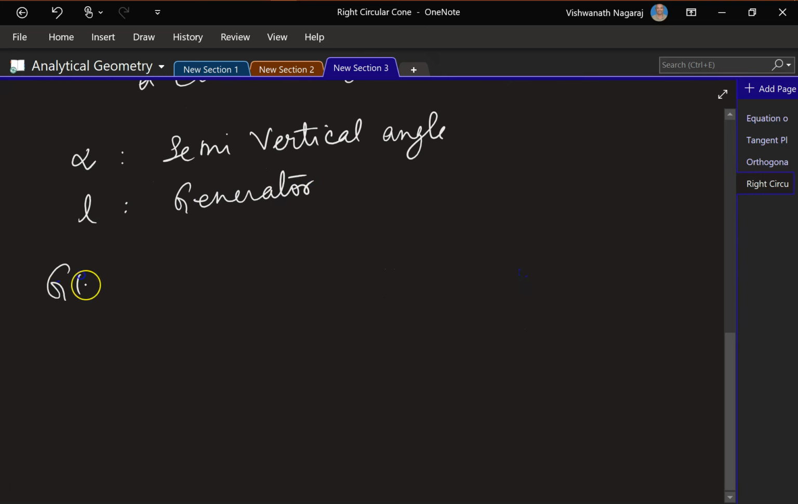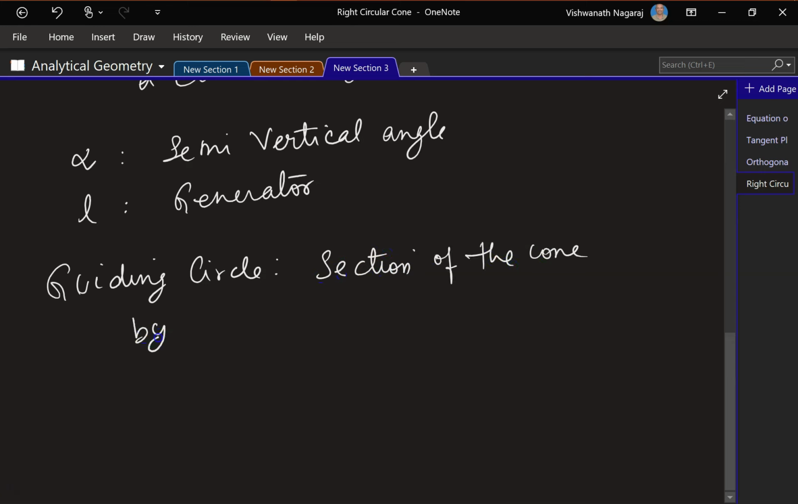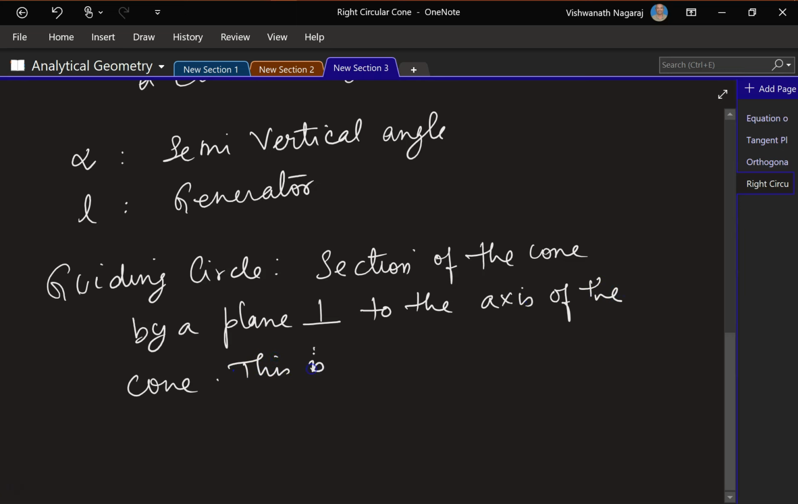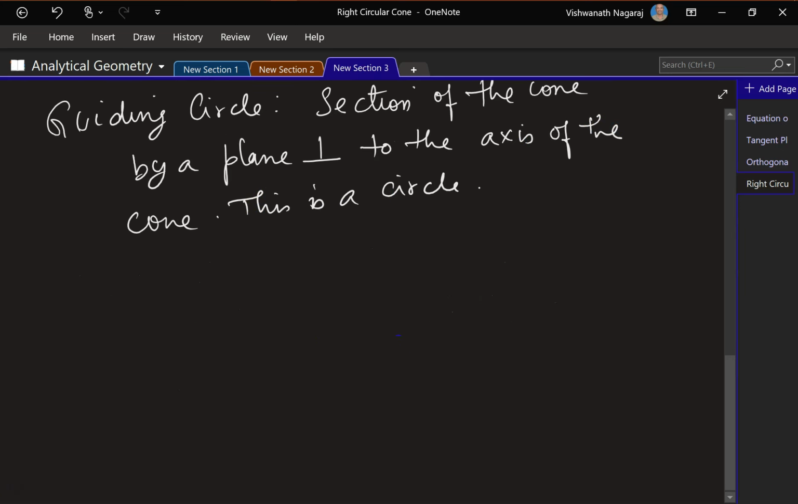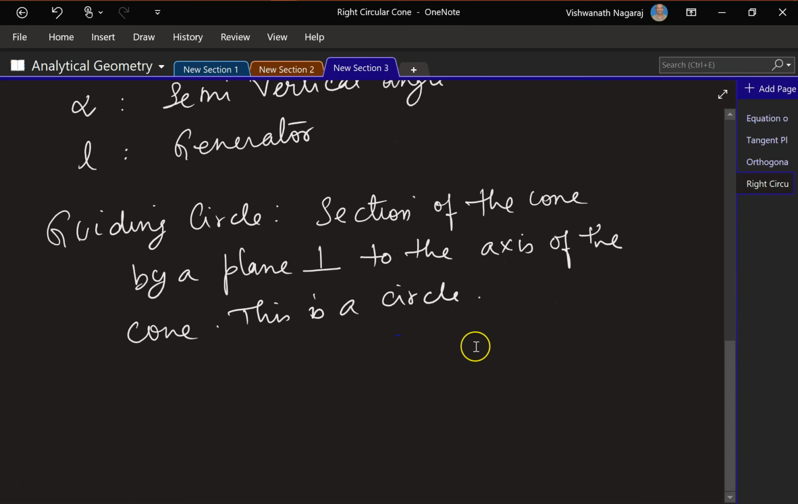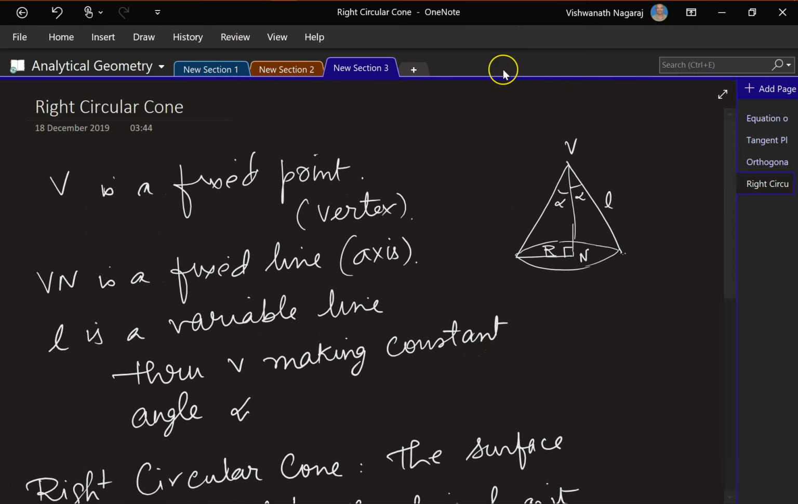cone. Now there is something called a guiding circle. That is nothing but the section of the cone by a plane perpendicular to the axis of the cone. This is a circle. Okay, now let's actually try to look at it analytically.